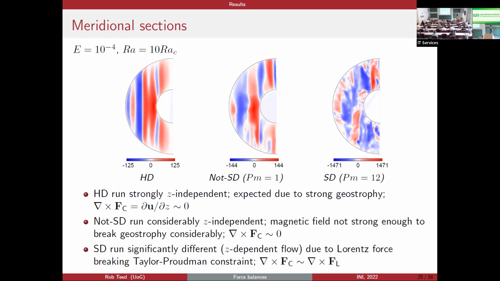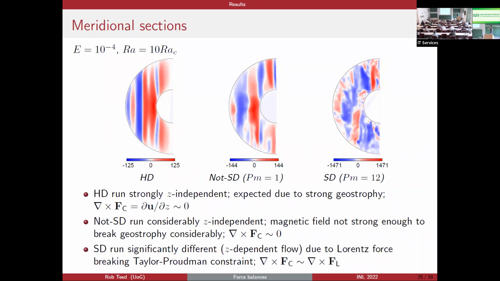So when you take the curl, in these two, you would just get approximately du by dz equals 0. In this one, you've now got the Lorentz force coming in as an extra primary balance force. So the curl of the Coriolis is now balanced by the curl of the Lorentz when you try and form the equivalent of the Taylor-Proudman theorem.